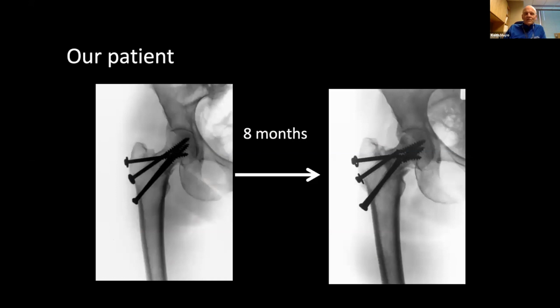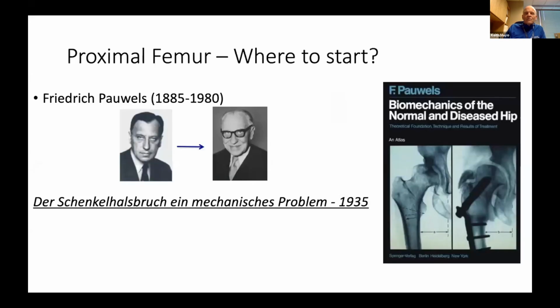So here's our patient, roughly 8 months after this femoral neck fracture. She's in varus. She's shortened, and you can tell from the original that she was probably never really reduced. So there's probably a rotational problem as well. And so where do we go?